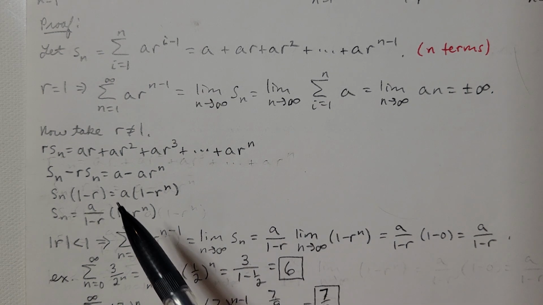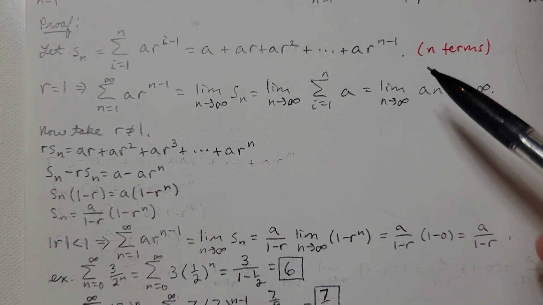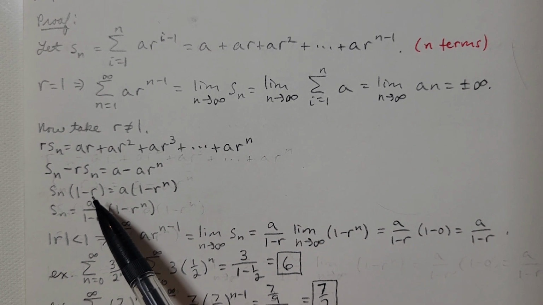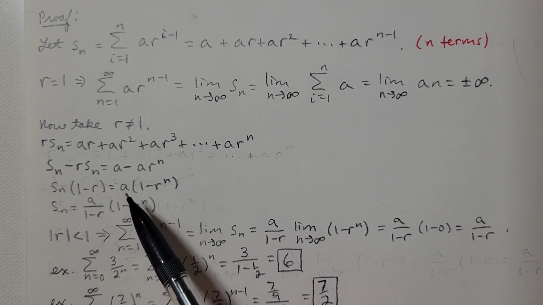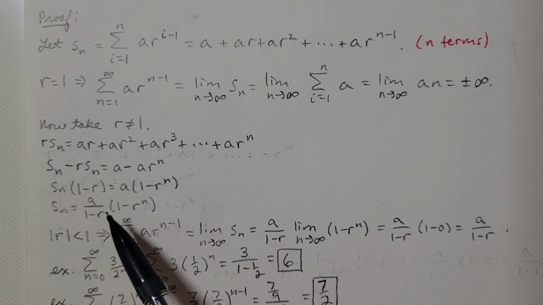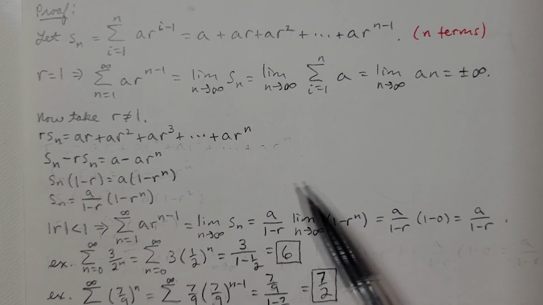And let's see, on the left, let me go ahead and factor out an s sub n. On the right, let me go ahead and factor out an a. And then when we divide both sides of this equation by 1 minus r, a divided by 1 minus r times 1 minus r to the n, that's equal to s sub n.